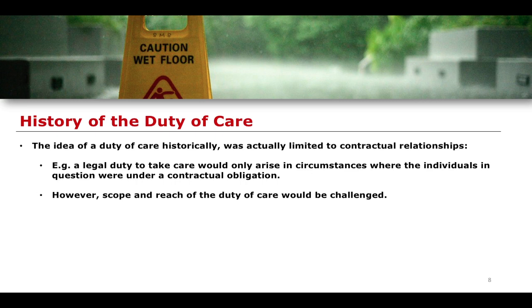And so the scope and reach of a duty of care would have to be challenged in order for us to break this narrative that the duty of care is so limited in scope.